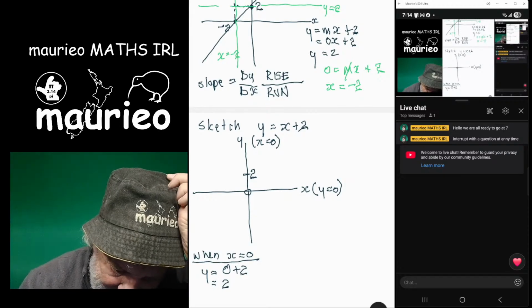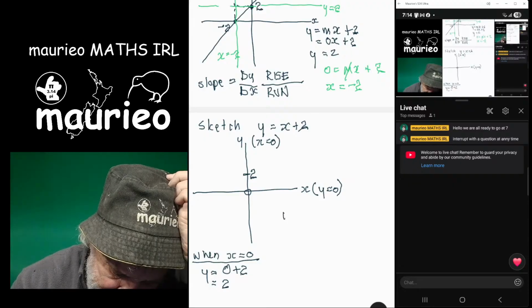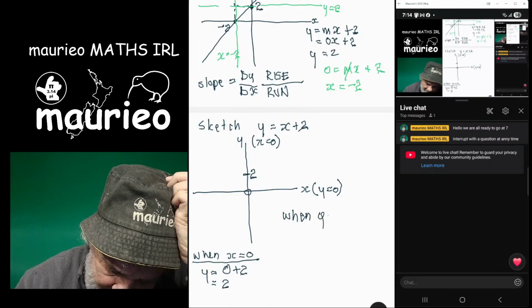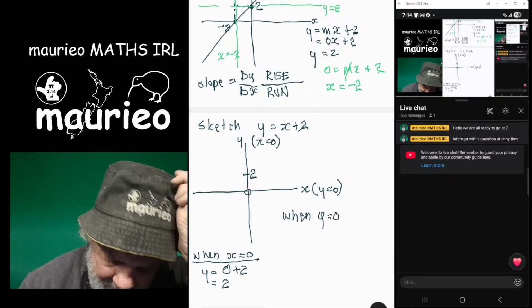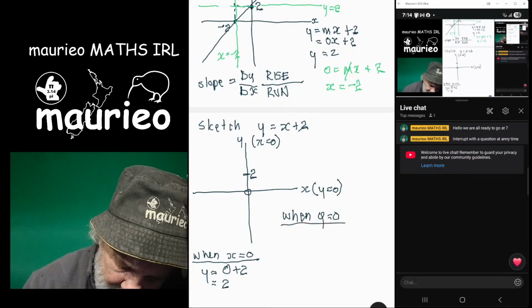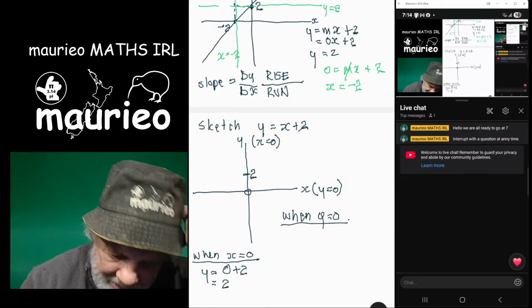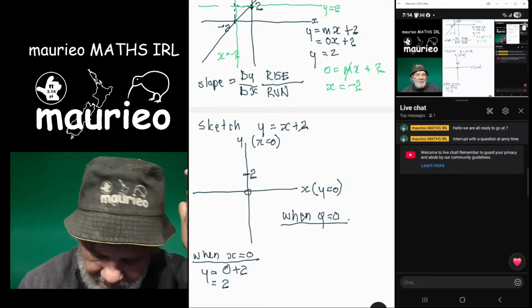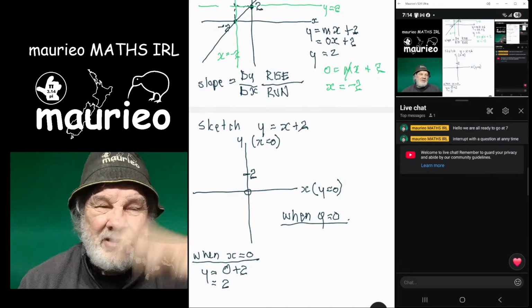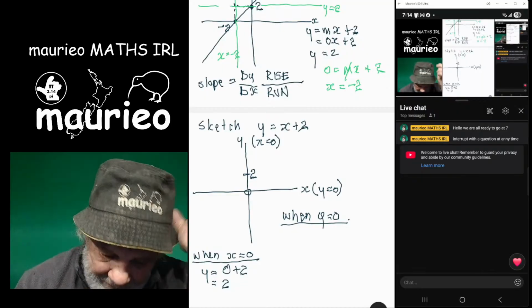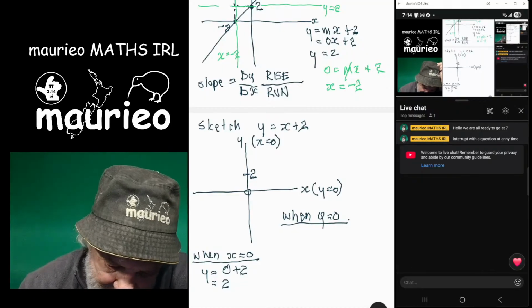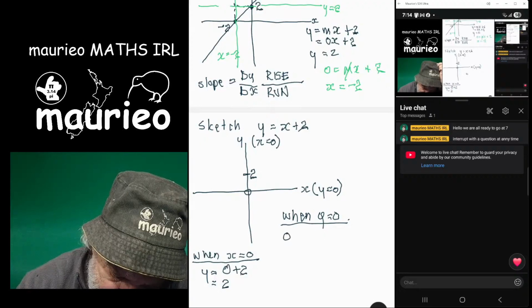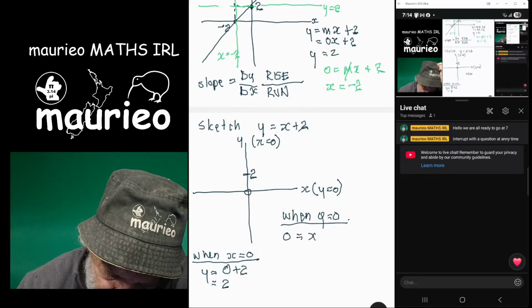And then we can say, okay, when y equals 0, and this is only in the case of y equals x plus 2, or whatever graph we're working with, we can say 0 equals x plus 2.